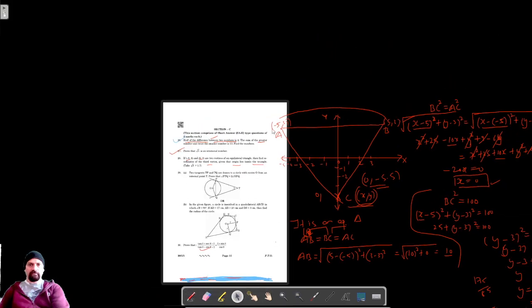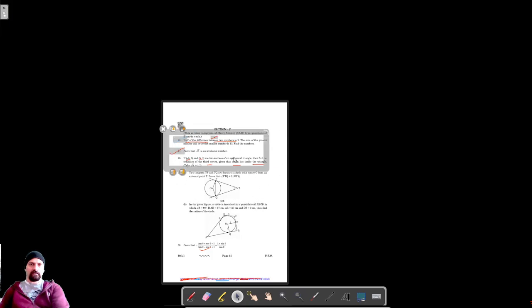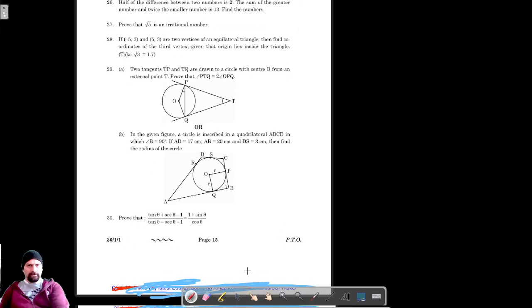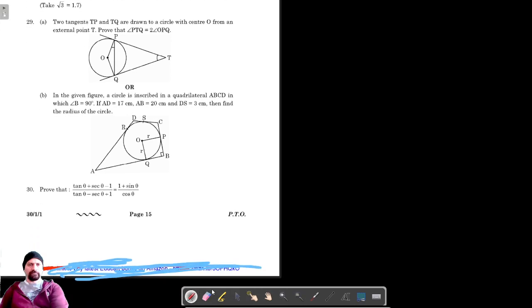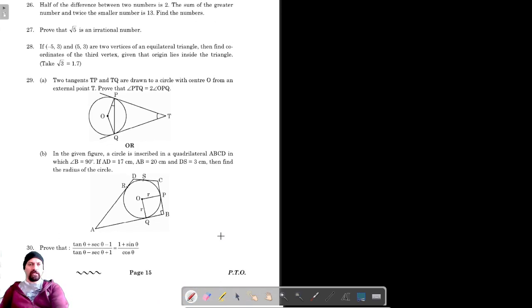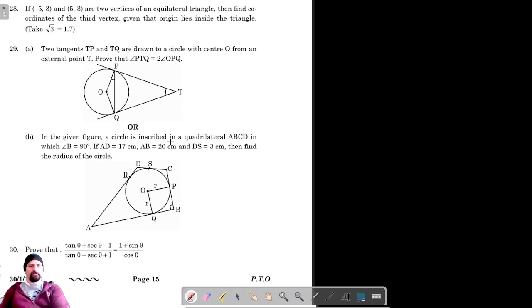So let me erase all of these. Okay, for question number 29, we have to prove that if two tangents TP and TQ are drawn to a circle with center O from an external point T, then we have to prove that angle PTQ is equal to 2 times angle OPQ.